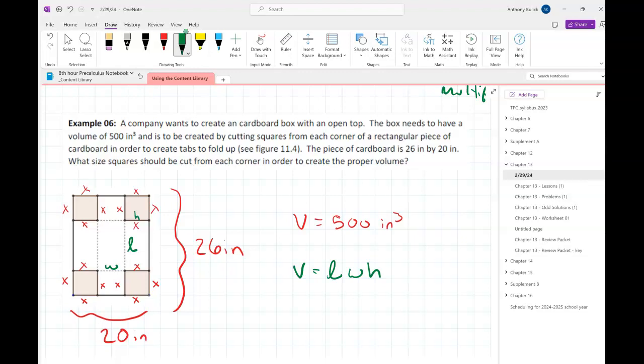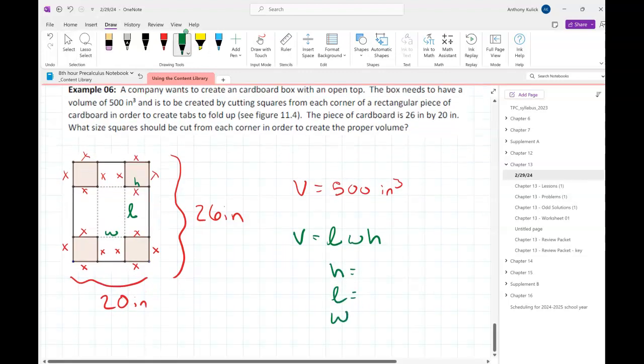What I want to do now is rewrite length, width, and height in terms of x. Let's start with height, because it's the easiest. How do I write h in terms of x? x, very good, right? Because the height is just that side. We've labeled that side as x already, so h has to be the same thing as x. Everybody feel good there? Okay.